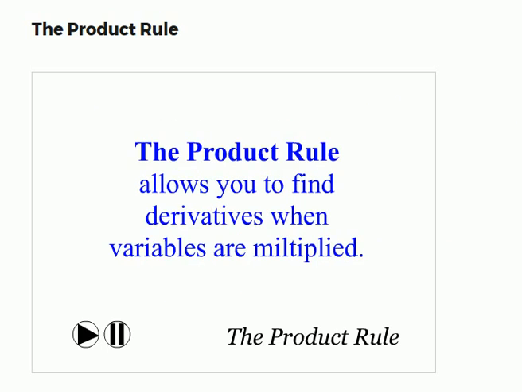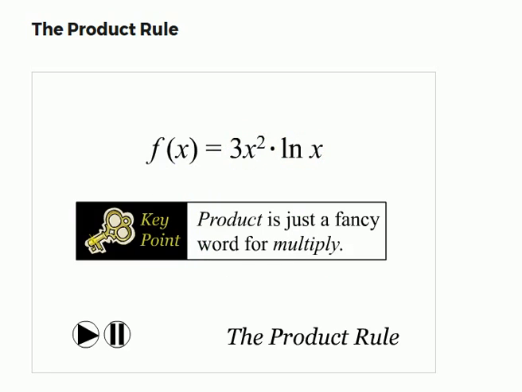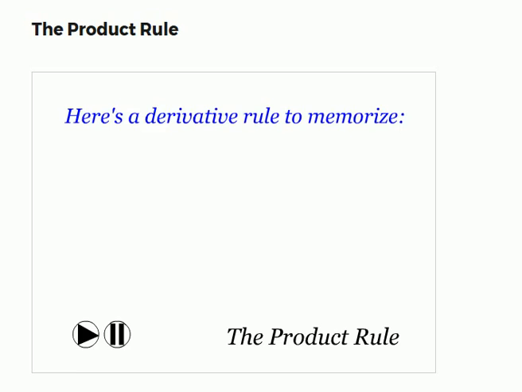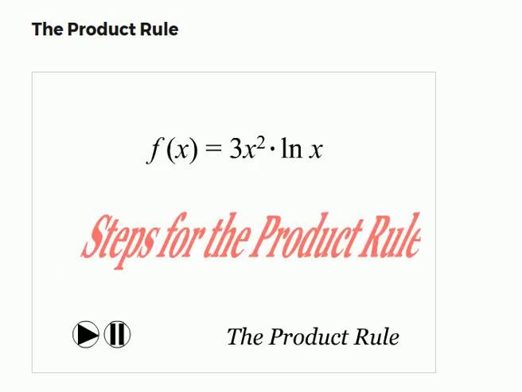Luckily, we have something called the product rule. It exists specifically to find derivatives when two variable expressions, like 3x squared and natural log of x, are multiplied together. It's called the product rule because product is the fancy pants word for multiply. Now, before I explain it, you need to know one thing, and that's that the derivative of natural log of x is equal to 1 over x. So if you didn't know that before, well, you know it now. Now, back to the product rule.